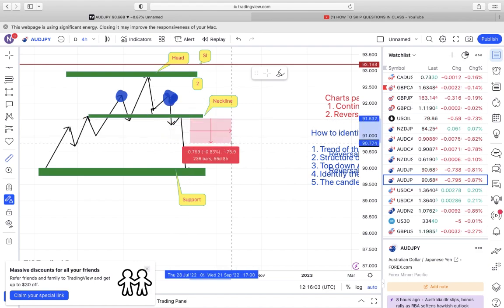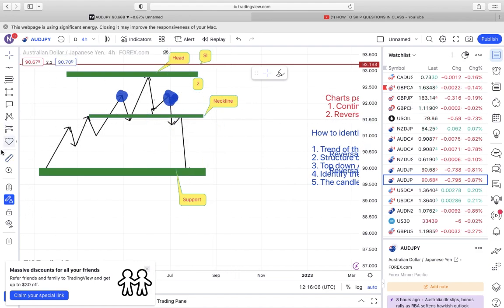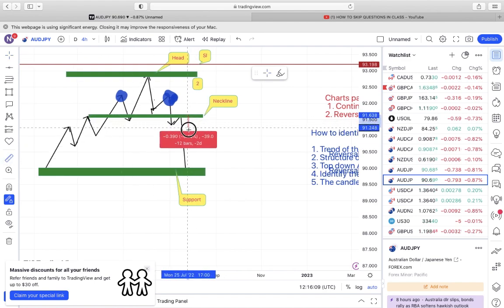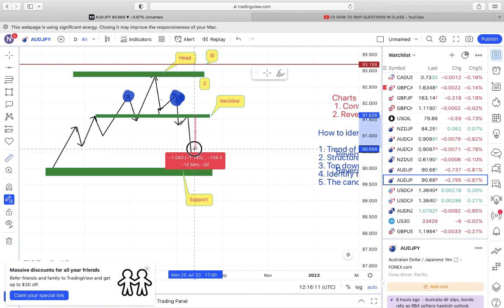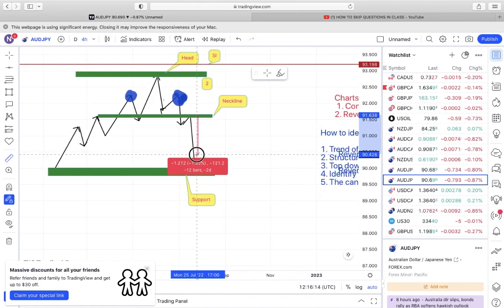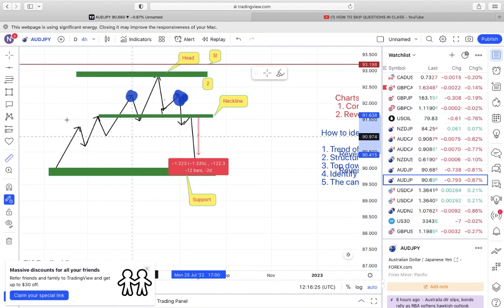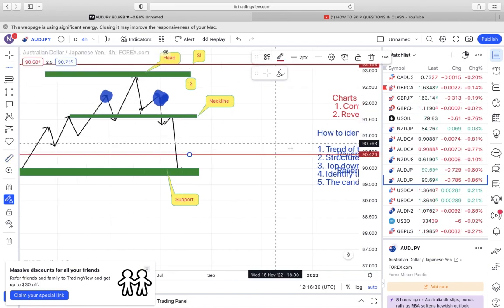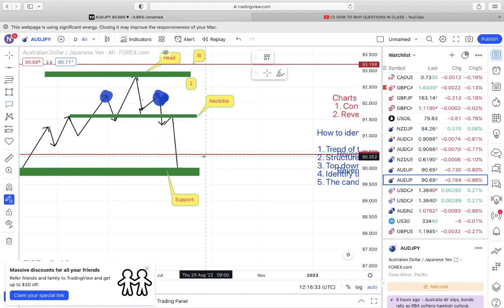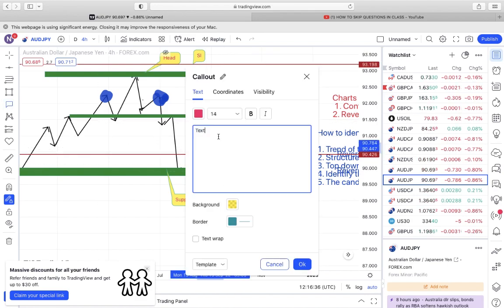No, sorry. Let me measure it again. We have 122 pips. 122 is somewhere here. Yes, you can measure there, and 122 pips is somewhere here. Now this is the guaranteed take profit. You come here. Let us note it as TP. This is the take profit.